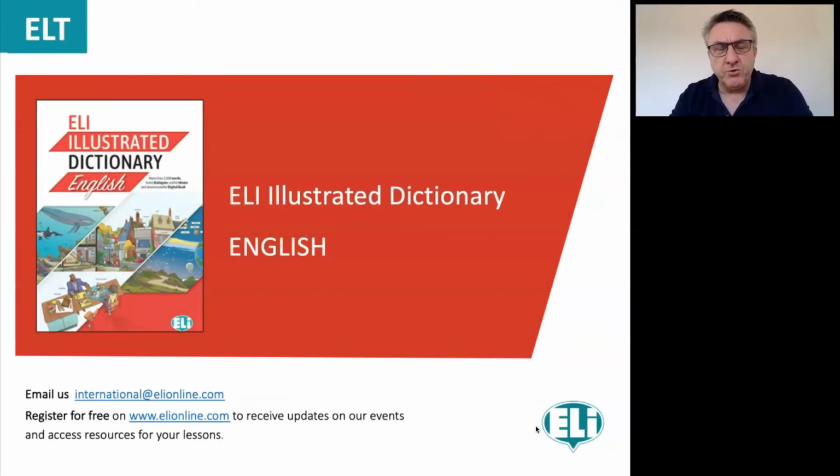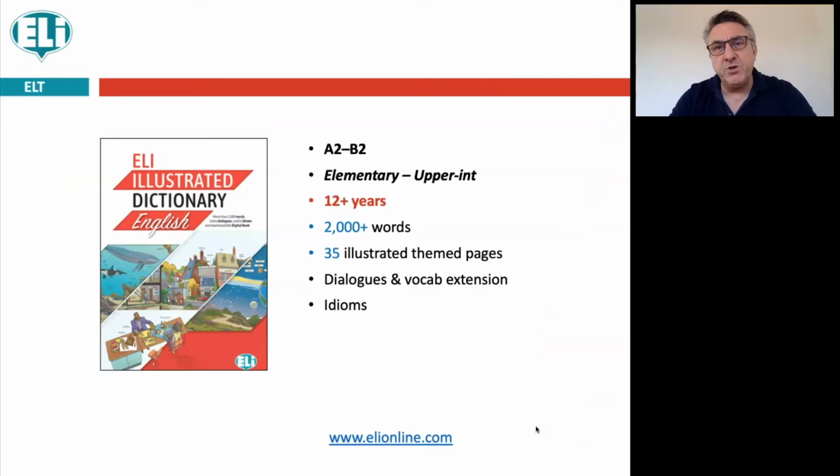Welcome to this short overview of a wonderful picture dictionary, which is a series of picture dictionaries published by ELI Publishing for different languages. And this one is the ELI Illustrated Dictionary for English, which is for A2 to B2 learners, elementary to upper intermediate, maybe sort of 12 years upwards, a secondary resource, or even for adults. You can use these pictures and images with adults too.